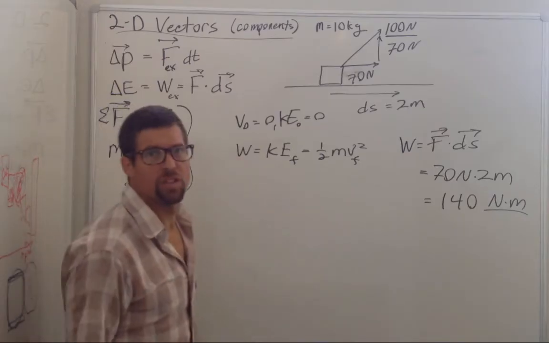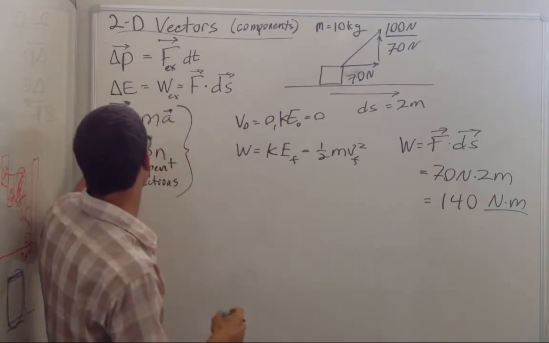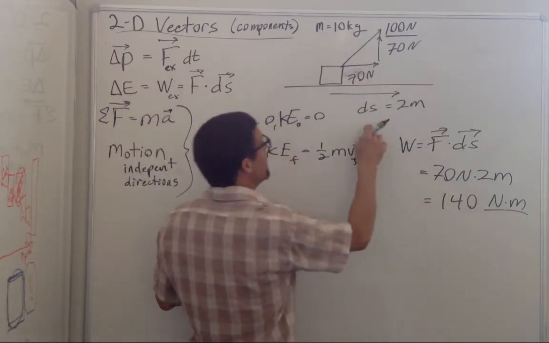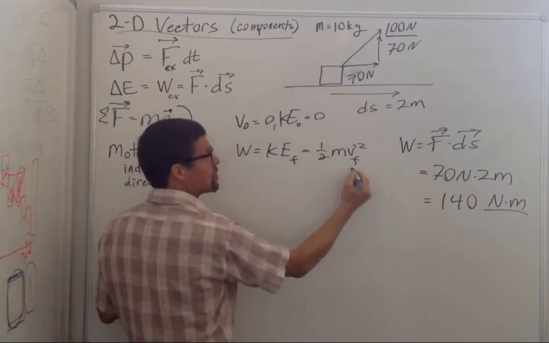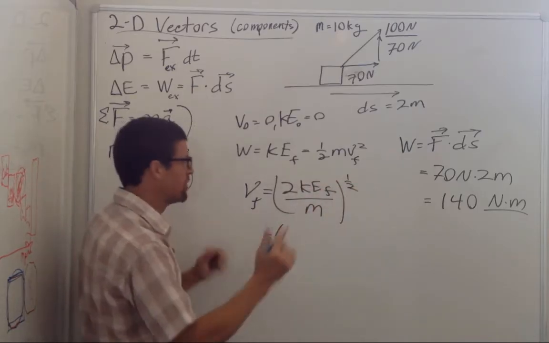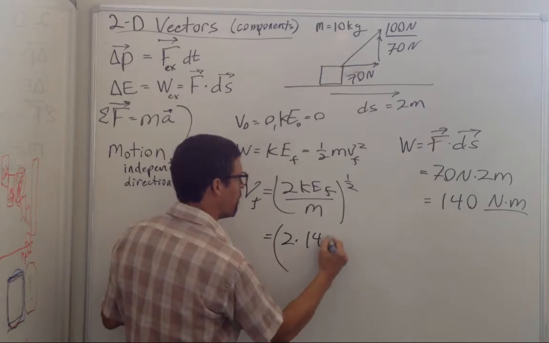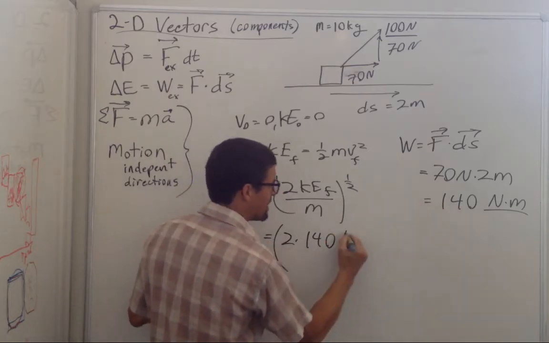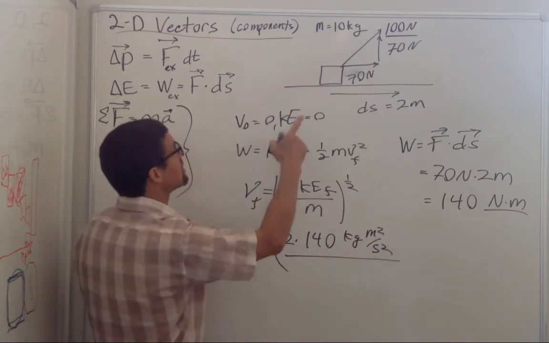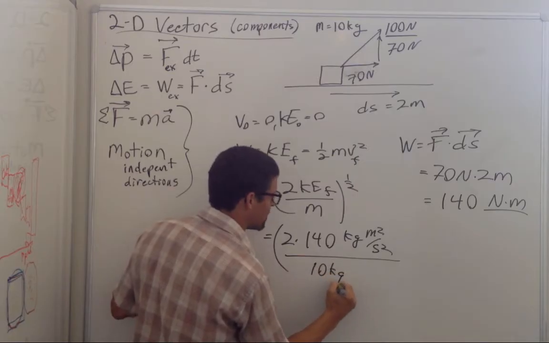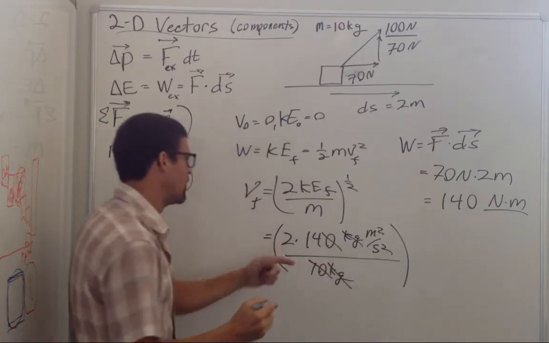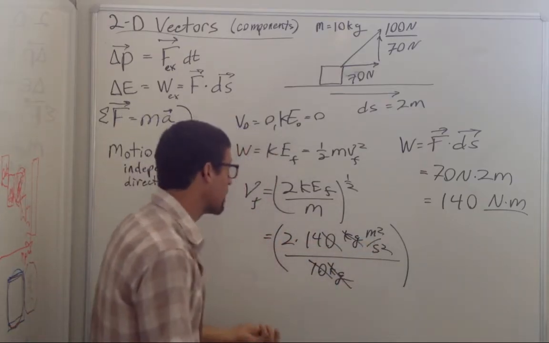Now let's say I wanted to know what the speed was. I could go a force and kinematics route, but I could also say, look, the work I do is transferred to kinetic energy, and then I can just solve this for the final velocity. And substituting in, we have 2 times 140, and I'm going to write joules as kilogram meters squared per second squared, because I know I'm going to cancel units, and this is a 10 kilogram box. And so I cancel my kilograms, and I end up with 28 meters squared per second squared.